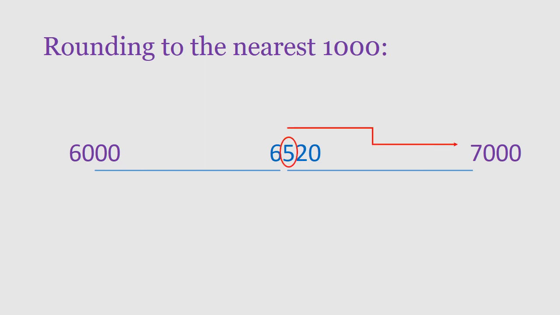I'm now going to look at the column on the right, which is the hundreds column. I have 5 hundreds. 5 follows the high five rule, which means that we are going to round up to 7,000.